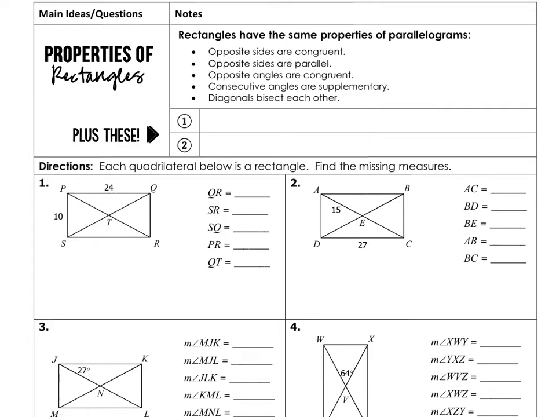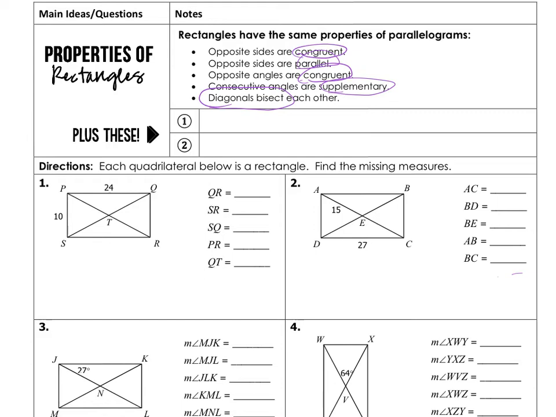This is Unit 7.3, and in this unit we're going to learn about the properties of rectangles. And rectangles have all the properties of parallelograms, which are opposite sides are congruent, opposite sides are parallel, opposite angles are congruent, consecutive angles are supplementary, and the diagonals bisect each other. So that's what we learned in the last unit.